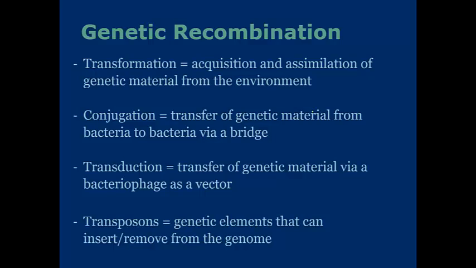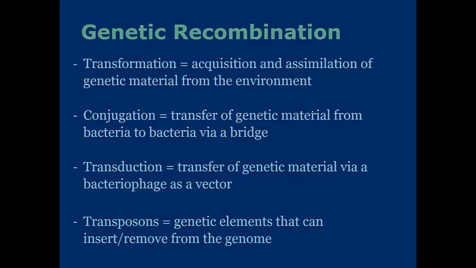Starting first, let's go into transformation. This is the acquisition and assimilation of genetic material from the environment, i.e., plasmid vectors incorporated into the DNA. This is commonly used when biochemists want a specific type of bacteria. The next is conjugation, which is the transfer of genetic material from bacteria to bacteria via a bridge. If a bacteria has an advantageous trait or gene, it will often share it with those around it.